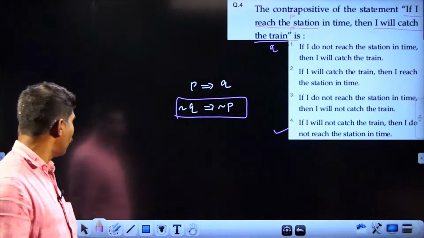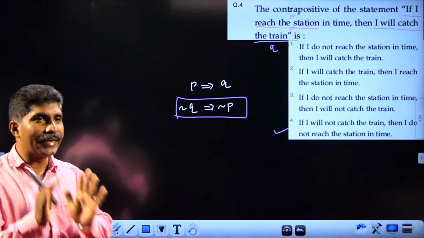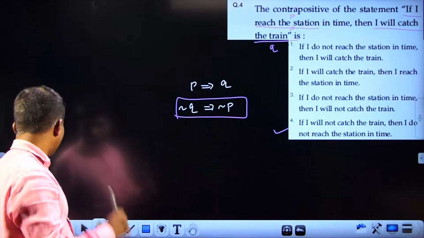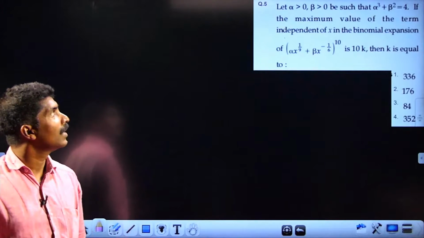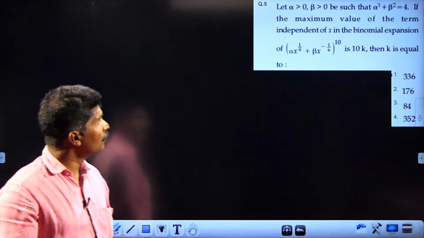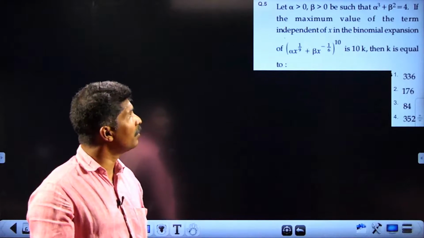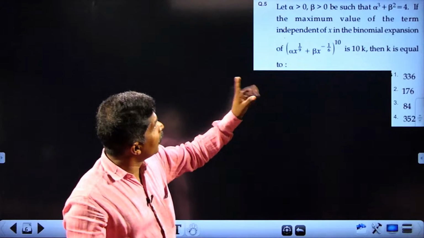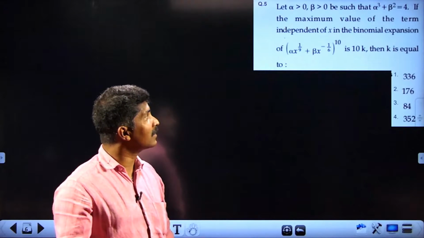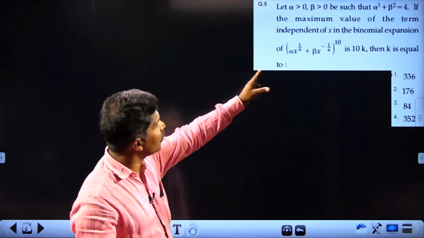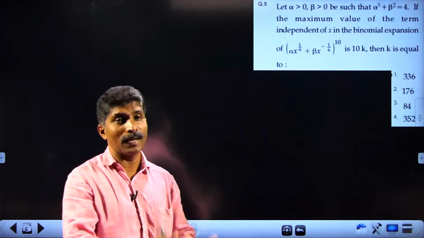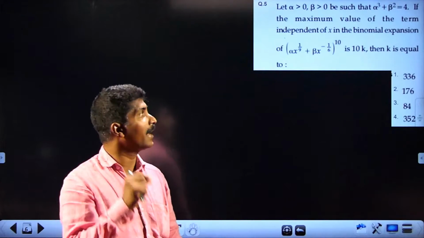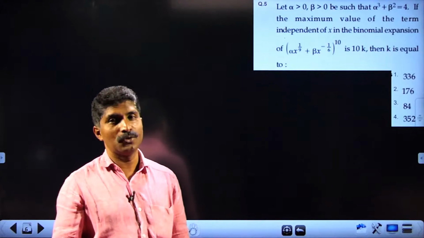Very simple again. In all the last 2-3 years, in all the JEE Main questions, one very simple question is coming from this chapter, logic, reasoning. And question number 5. If alpha greater than 0 and beta greater than 0 be such that alpha cube plus beta square is equal to 4, and the maximum value of the term independent of x in the binomial expansion of alpha into x raised to 1 by 9 plus beta into x raised to negative 1 by 6, the whole raised to 10, is 10k, then k is equal to.